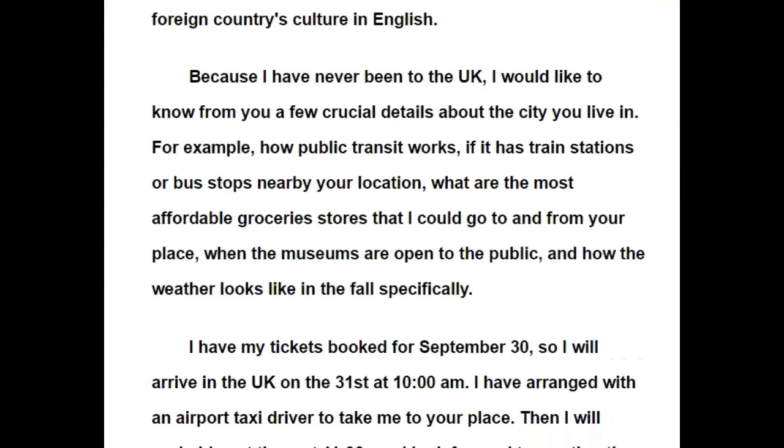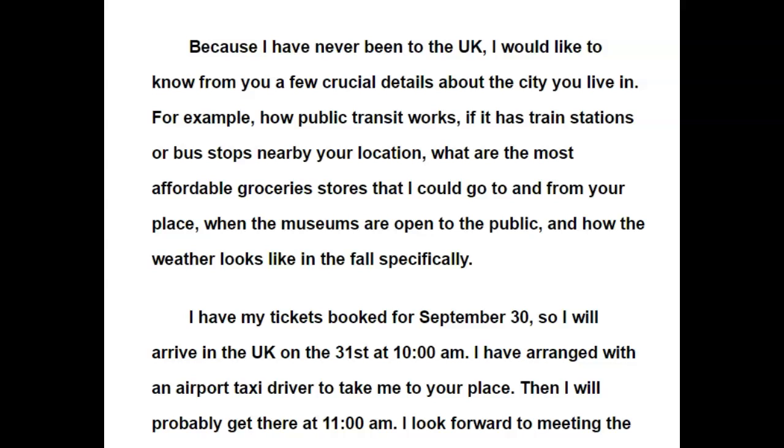Okay, because I have never been to the UK, I would like to know from you a few crucial deals about the city you live in. For example, how public transit works, if it has train stations or bus stops nearby your location? What are the most affordable grocery stores that I could go to and from your place? When the museums are open to the public and how the weather looks like in the fall specifically. All right, now here you ran into some problems grammatically.